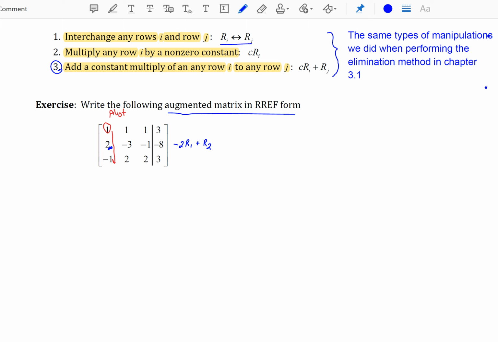Notice how I'm showing my steps here. When we perform this row operation that I've indicated, the first row does not change. So -2 times 1 added to 2 turns this to a 0. -2 times this 1 added to -3 turns to -5. -2 times 1 is -2, added to -1 should be -3. -2 times 3 is -6, added to -8 is -14.